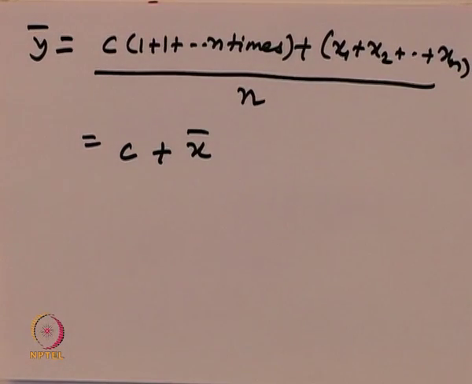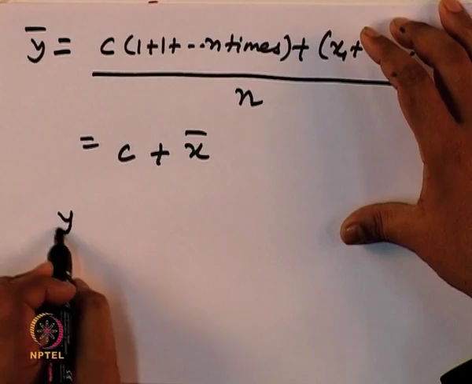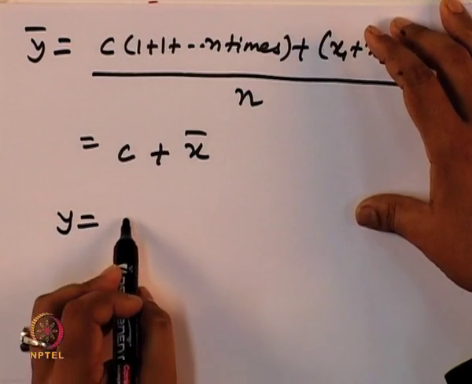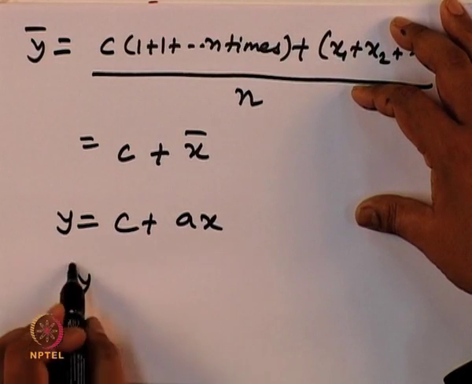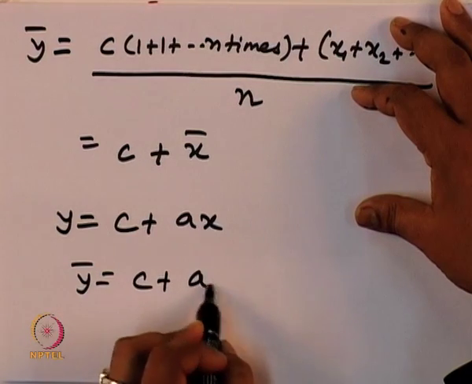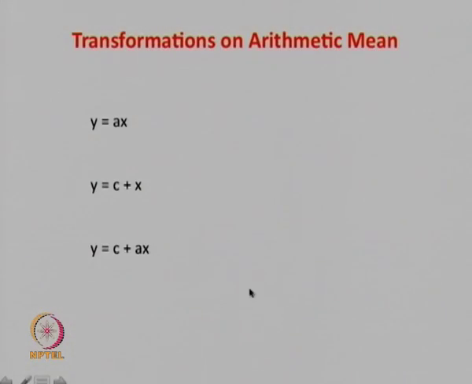Okay. So, when you have a constant added to a variable x, you can simply put y bar is a constant plus the x bar. Okay. So, if I were to generalize these two rules, if I have a variable y which is c plus a x, then I can write the formula y bar is c plus a x bar. Okay. So, this is what the rules of transformation are.